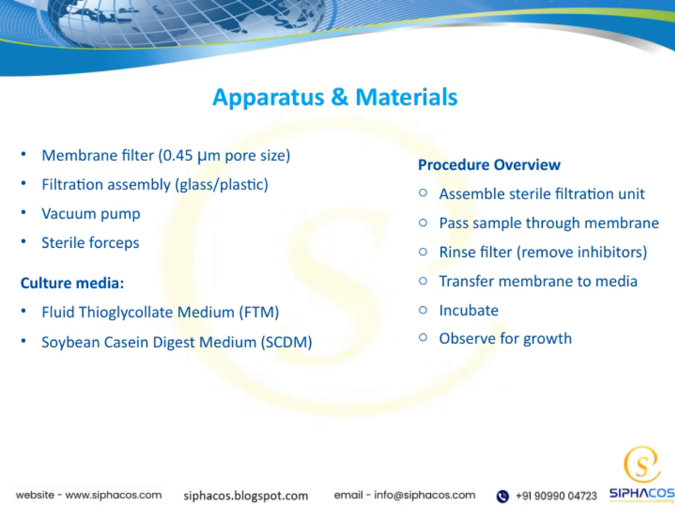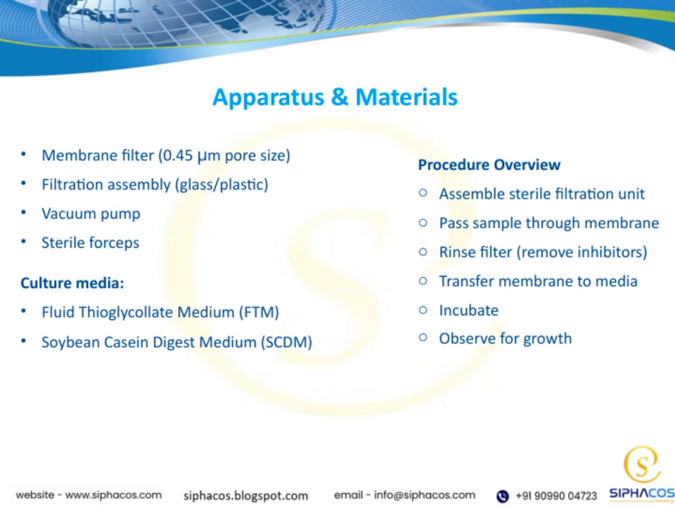Moving on to the apparatus and materials you'll need, start with a membrane filter that has a 0.45 micrometer pore size, ideal for trapping bacteria and other microbes. You'll also need a filtration assembly, which can be made of glass or plastic, and a vacuum pump to create the necessary suction for filtration. Sterile forceps are essential for handling the membrane safely without introducing contamination.